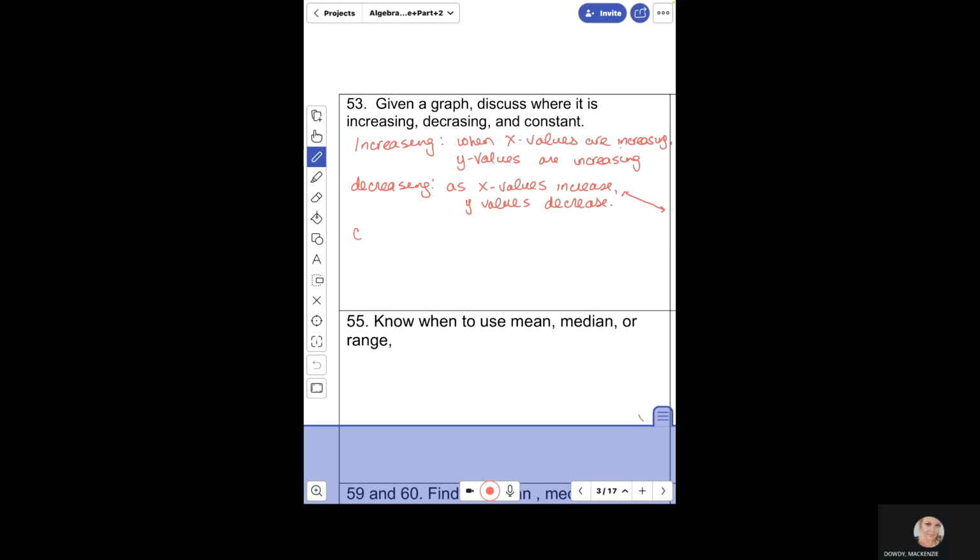Constant. Values do not vary regardless of input. Okay.